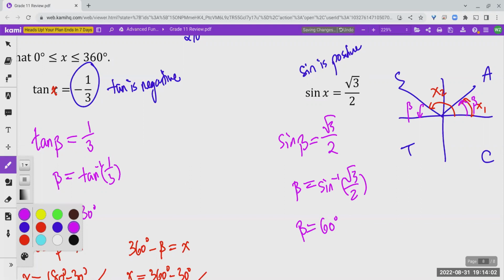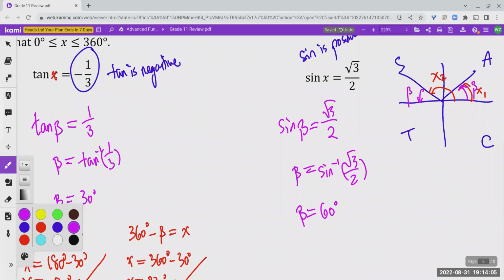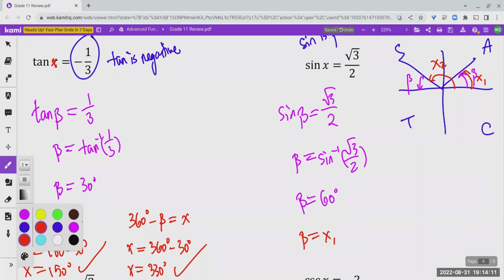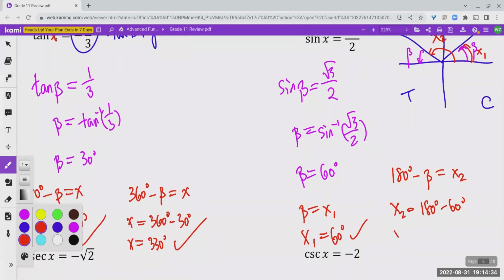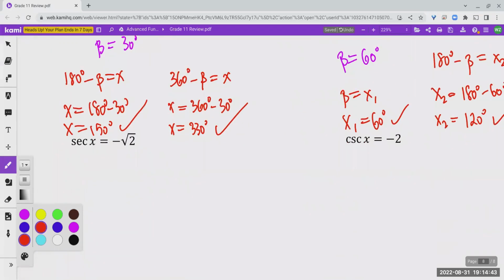Again, special triangle. Since in the first quadrant, beta is x1, because look, it's the same angle in the picture. Look, right there. So it's the same thing. So x1 is equal to 60 degrees. Done. Now, 180 minus beta is x2, because that's 180. You go back by beta, you have x2. So x2 is 180 minus 60, because beta is 60. So x2 is 120. Two answers.